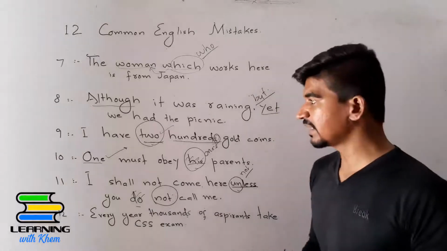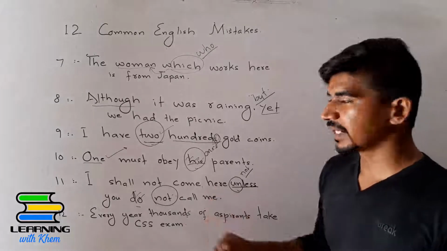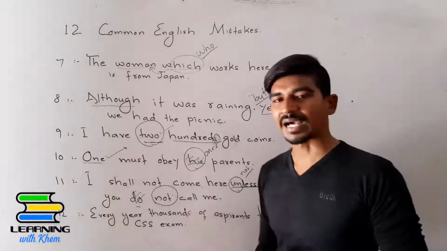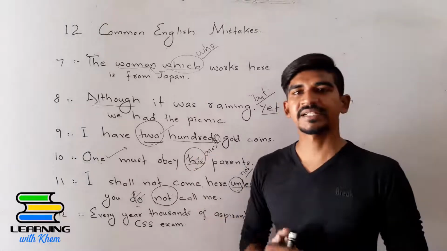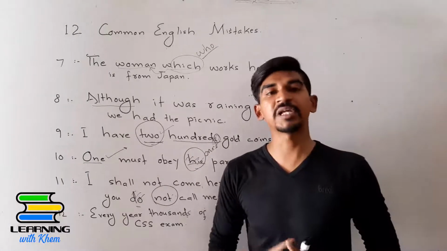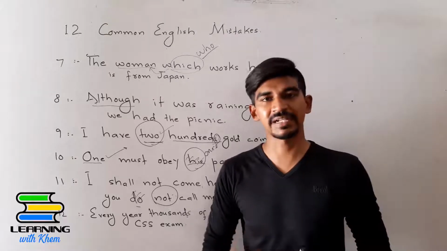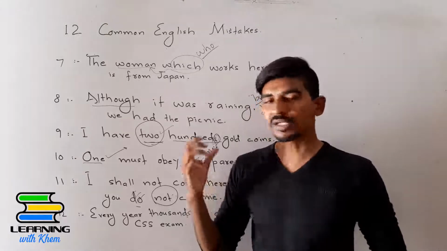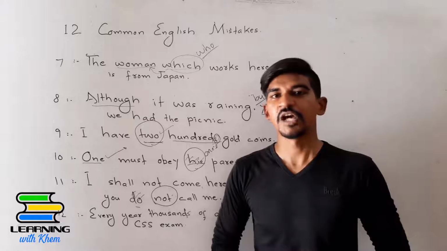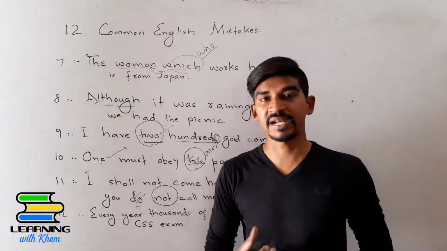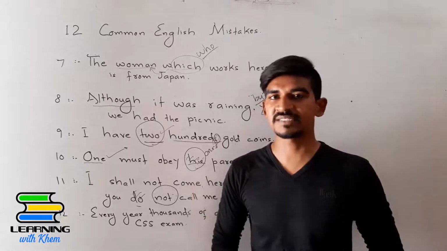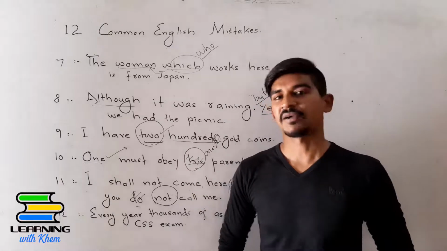So in this way, you can get a command by repeating and revising all these things. So dear friends, today we dealt with 12 different common English mistakes that we usually make while talking, while reading, while writing. By focusing and working on these mistakes, you can improve, you can make yourself more and more correct. So work on these things, and thank you very much for watching this video.